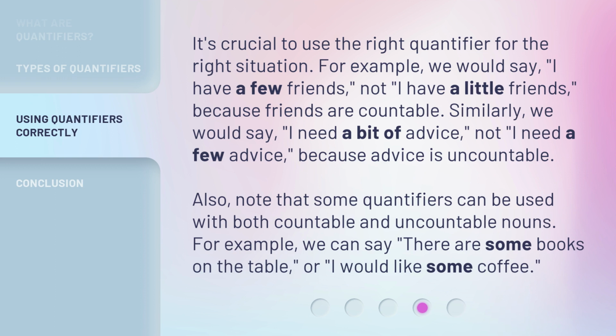Also, note that some quantifiers can be used with both countable and uncountable nouns. For example, we can say, there are some books on the table, or, I would like some coffee.